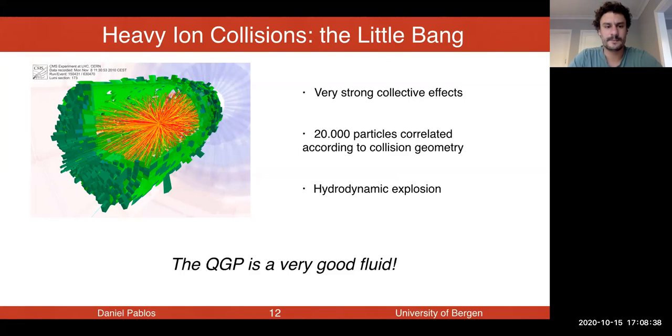So it turns out, as we've measured and simulated, that this QGP, this system that we are creating in these collisions, is a very good fluid. It's its most remarkable property. There are very strong collective effects. There are thousands of particles that appear to be correlated according to the collision geometry, and they are well described by hydrodynamic explosions, like little droplets of QGP that expand against the vacuum, like small fireballs.